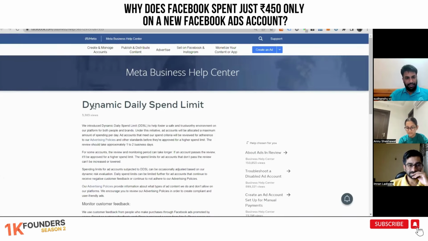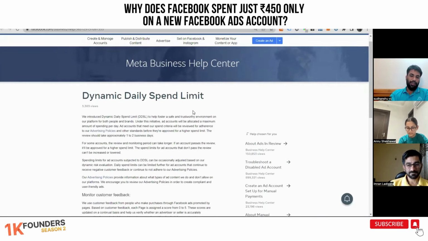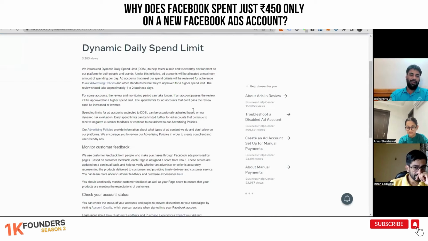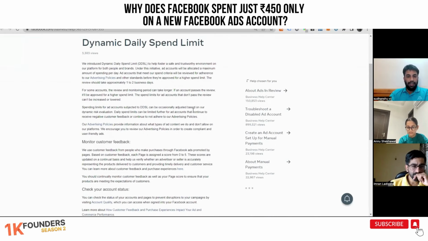So here's the article. This is what Facebook had introduced. Facebook's whole purpose was that they have introduced this whole DDSL, as they call it. DDSL format is what they've called. They introduced this to control advertising spends on new accounts.